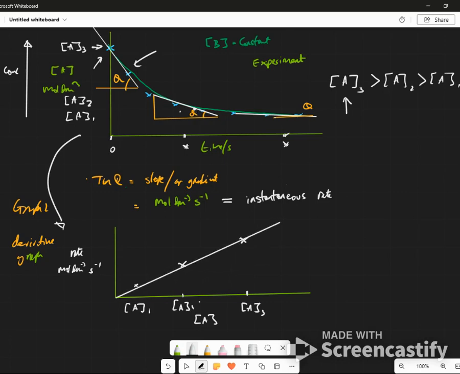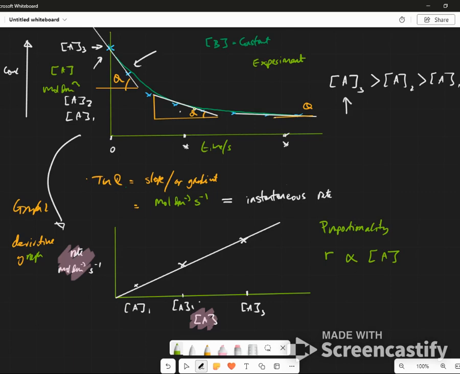So when I plot rate against concentration of A, I get a straight line graph. And if I get a straight line graph, we can assume proportionality. So we can say the rate is proportional to the concentration of A. Is that clear? It's a long way round, isn't it? I didn't realise how boring my lessons are.